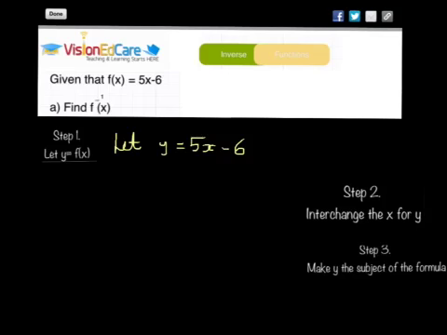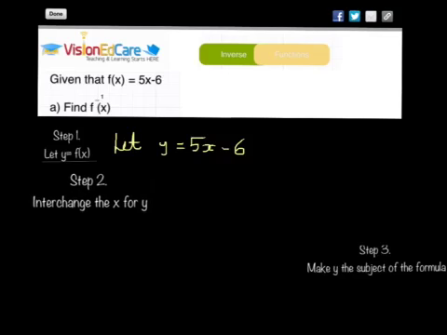The next step is to interchange the x term with the y term. So wherever we have x, we're going to replace it by y, and wherever we have y, we're going to replace it by x. So in this case, I'm going to have x equals 5y minus 6.